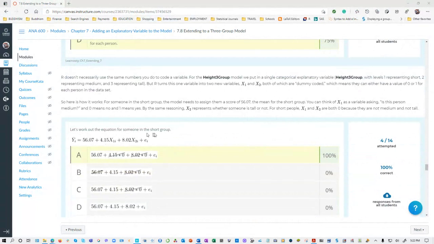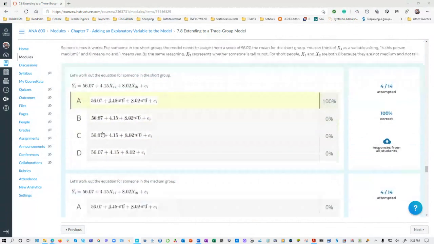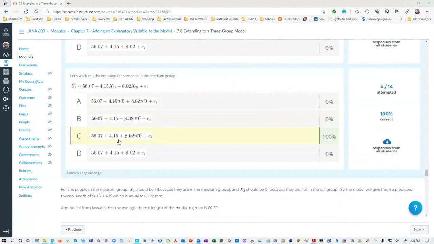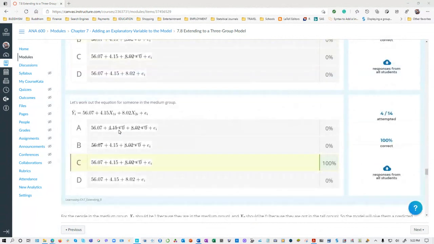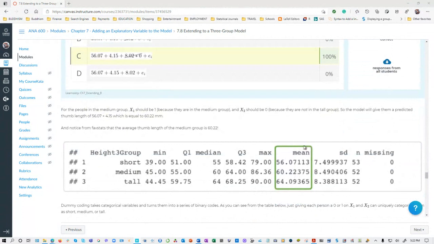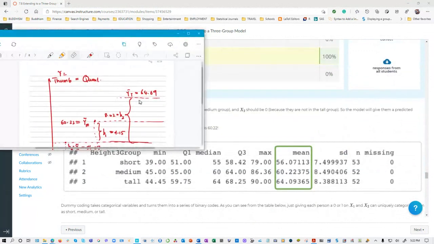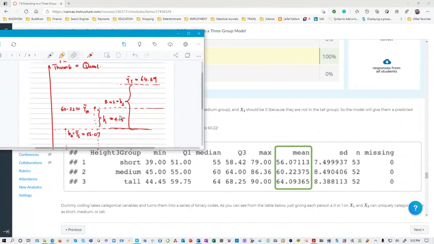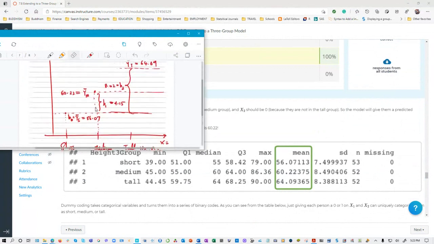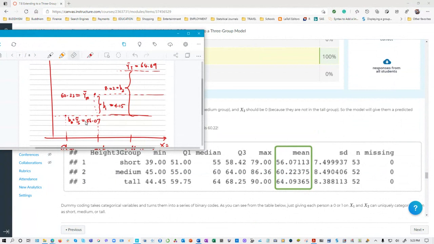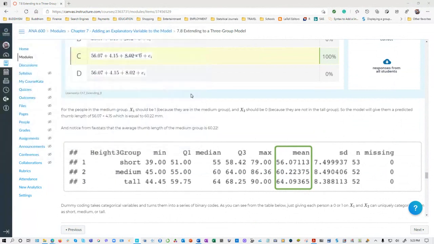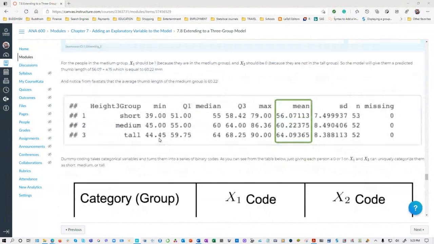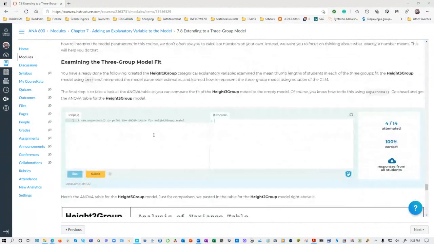So this is one. Let's work out the equation. Someone in the short group, we already did that one, 56 point something. Someone in the medium group, we did that one already, 56.4 point. And the tall group, if you want. Look at the averages. If you check the averages from the favstats, you can easily say tall group 64.09, medium group 60.22, short group 56.2. I think that's the same value we got another way by running favstats. That's the code we talked about.